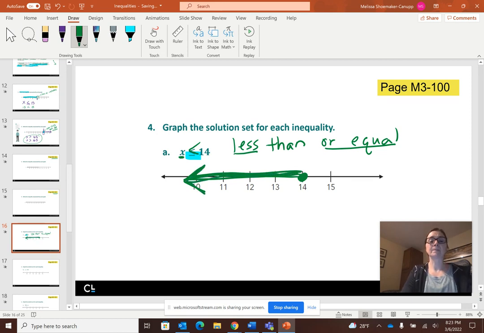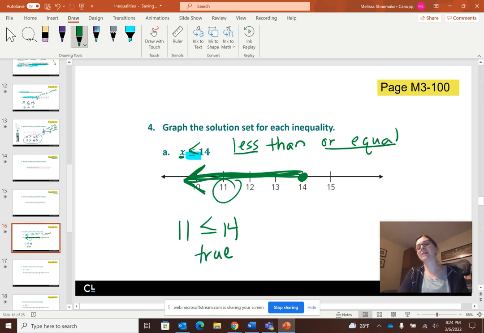Let's check ourselves. I'm going to pick a number that's on my line, 11. I'm going to put it in place instead of the X. Is 11 less than or equal to 14? Is 11 smaller than 14? That is true, so I know that I did it right. I love being able to check myself in math.